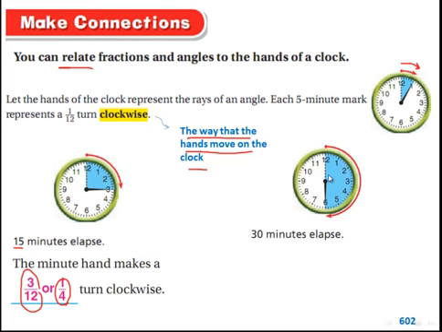How many minutes can you see in the blue part? Exactly 30 minutes. The minute hand makes a... Which fraction can you write? Exactly half. If you told me half, you are right.